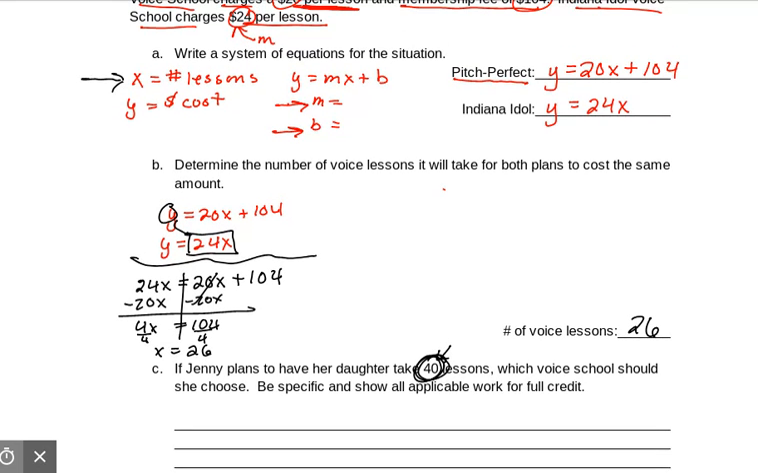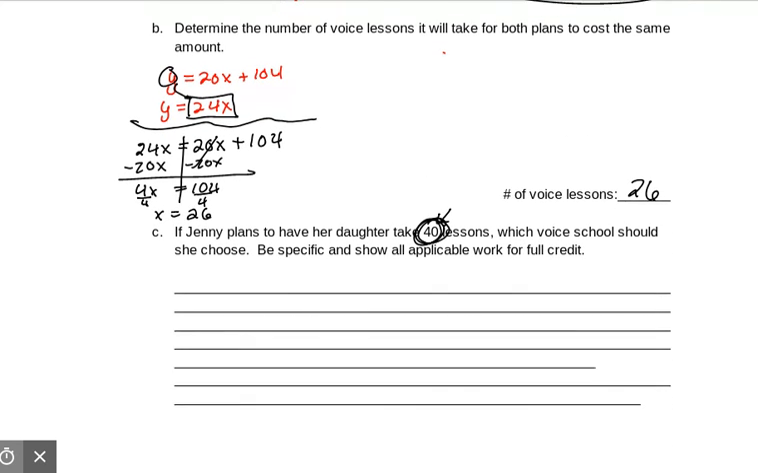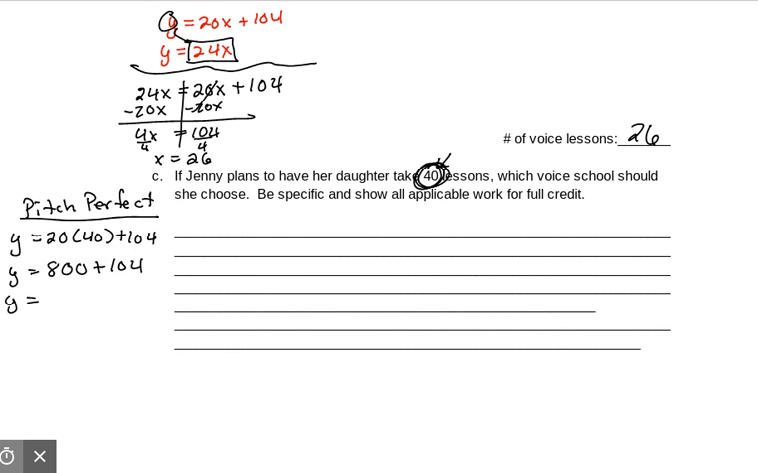So I'm going to take both of these equations and substitute 40 in for the x. So first, y equals 20 times 40 plus 104. And that's going to give me the cost of, and this is Pitch Perfect. It's important that I know which one is which, and I don't lose sight of that. So 20 times 40 is 800, and then plus the membership fee of 104, and that one's going to cost $904.